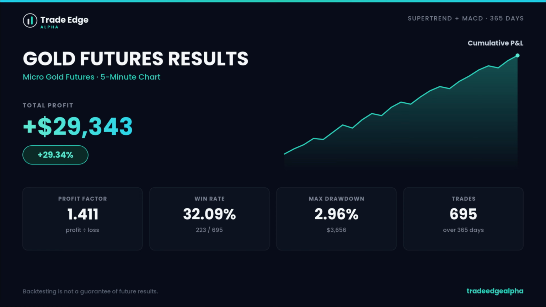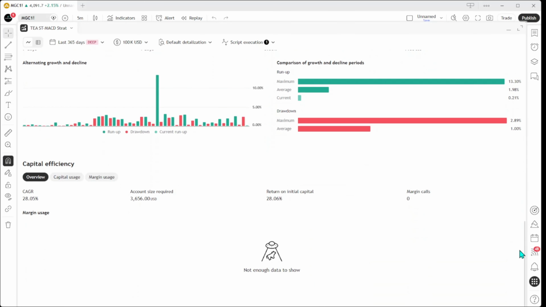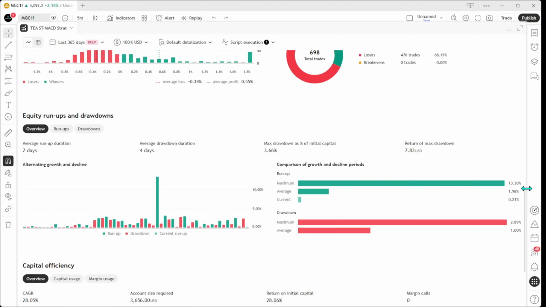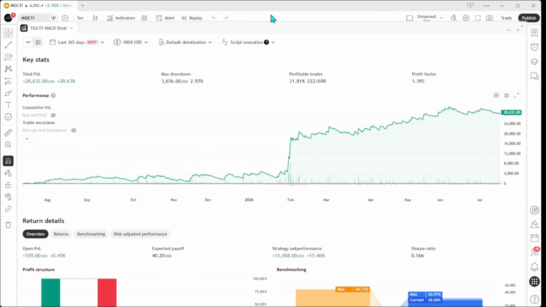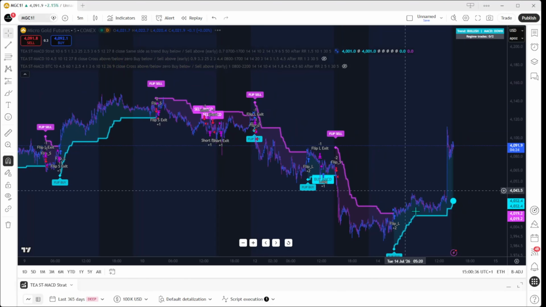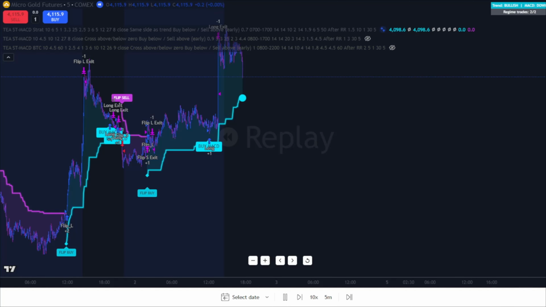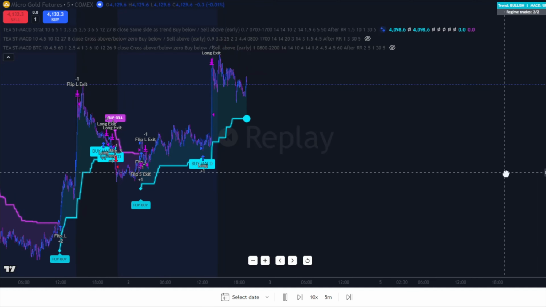And here's the number that looks wrong until you sit with it. The win rate is just 32%. Two out of every three trades in this sample lose, but it's still net profitable and not by accident. This is a trend following combo. Supertrend marks the trend, MACD picks the pullback entry inside it, so the losers get cut small and fast when a pullback doesn't hold and the winners are left to run. 695 trades in the sample, and the max drawdown never got worse than 3% the whole way through.